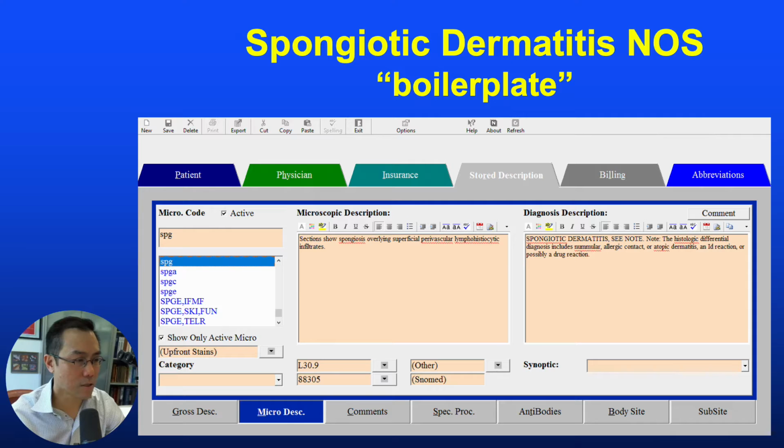And so here's a screenshot of our lab reporting system and our boilerplate text for spongiotic dermatitis. I suspect it's similar to those of most or all other dermatopathology practices in the world, but you can see the diagnosis section over here on the right, and then a microscopic description. We have billing and diagnosis codes, and then you can see the abbreviation for the codes over on the left. So this is how we start our reports and then modify from there.